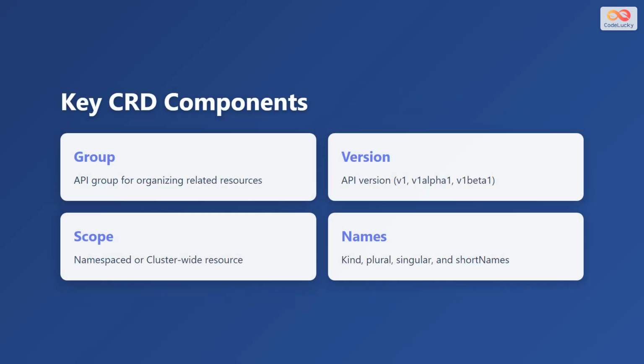Let's break down the key components of a CRD. The group is your API group used for organizing related resources under a common namespace. The version defines which API version you're using, such as v1, v1alpha1, or v1beta1, allowing you to evolve your API over time. The scope determines whether your custom resource is namespaced, meaning it exists within a specific namespace, or cluster-wide, meaning it's available across the entire cluster. Finally, the names component includes the kind, which is the camel case name used in resource manifests, along with plural, singular, and short names for convenient CLI usage.